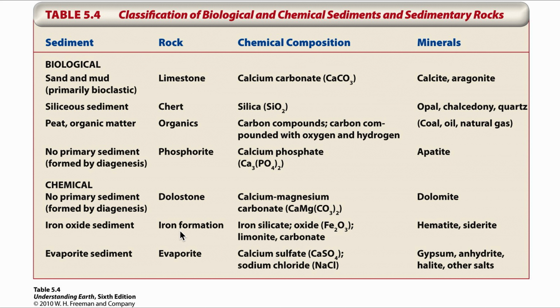Iron oxide sediment results in a rock called an iron formation or banded iron formation, aka BIF, B-I-F. These BIFs consist of iron silicates, iron oxides, limonite, and carbonates. Some of the minerals include hematite and siderite. And then lastly, we have evaporite sediment that results in a rock called an evaporite. Generally, calcium sulfate and sodium chloride are the most common. So gypsum without water is called anhydrite, halite, and other salts.